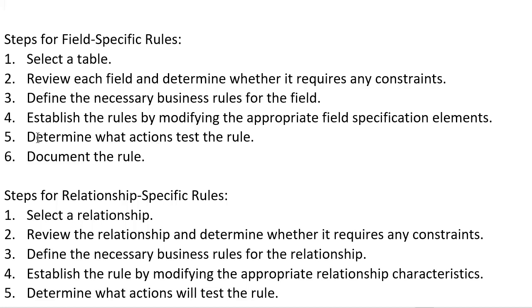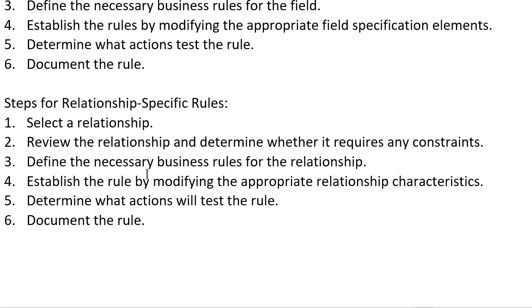Then think about different scenarios or actions that are going to test that rule. And then write down why you set it up a certain way and what the rule is doing. So when you're in Access, under your descriptions, you can write what you're doing and what has been done so that somebody coming after you will know. A lot of times, a lot of problems could be avoided if there was just enough good documentation.